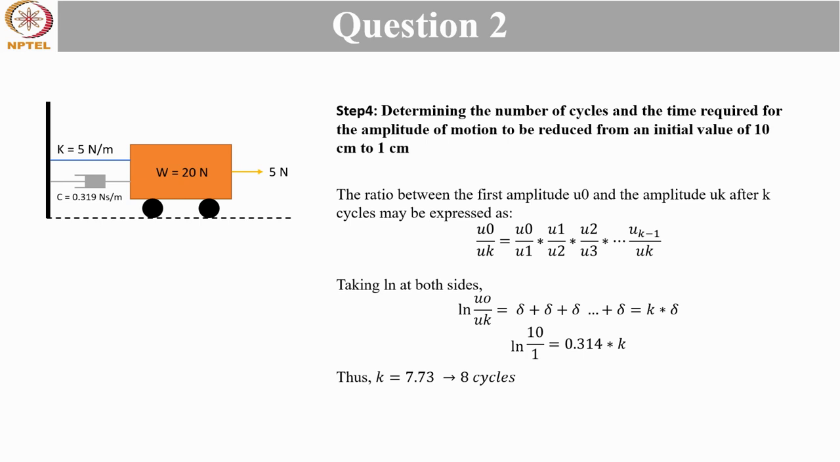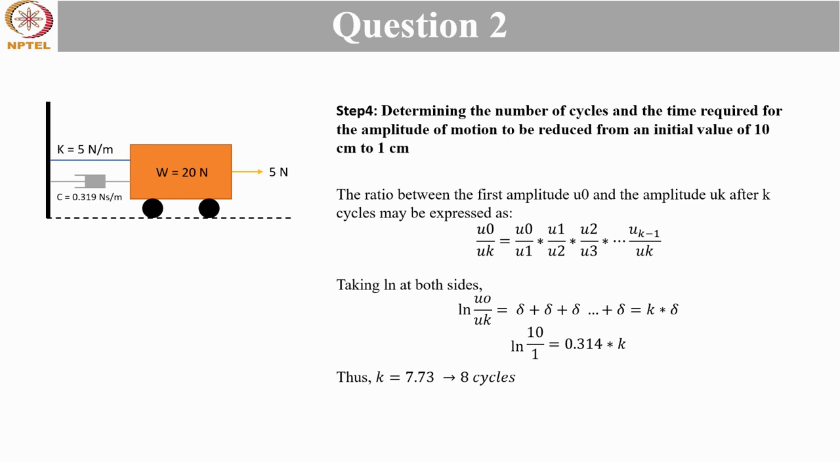Now take ln on both sides. So what you will get is ln u0 by uk is equal to ln u0 by u1 plus ln u1 by u2 plus ln u2 by u3. Now the ln of the ratio of successive peaks is known as the logarithmic decrement. So everything on the RHS is delta only. So ln u0 by uk will come out to be k times delta.